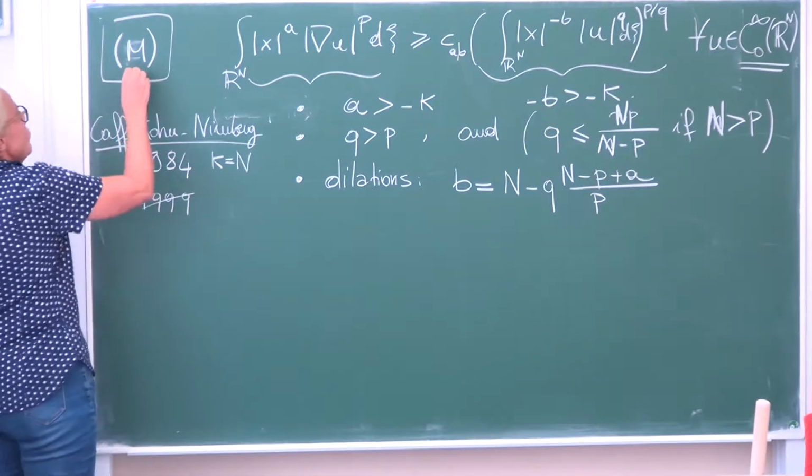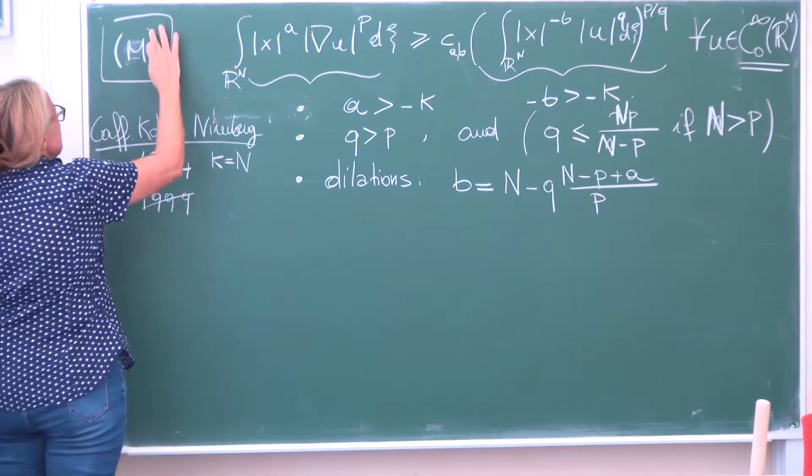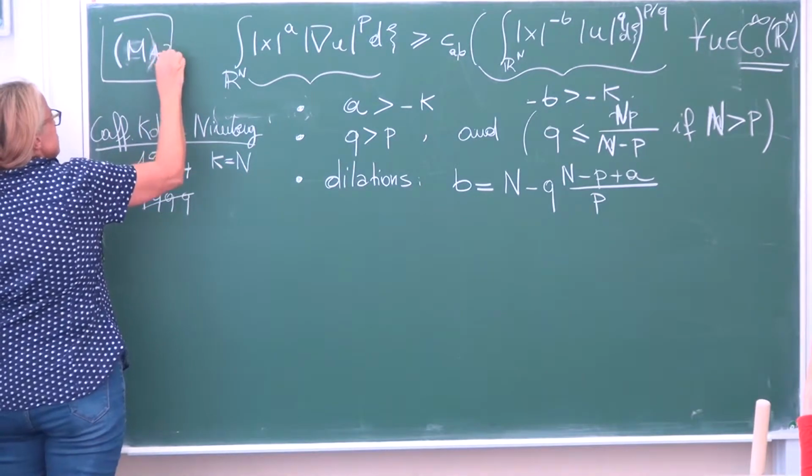The question is, why M? Not because of Musina, of course, but because of Maz'ya.